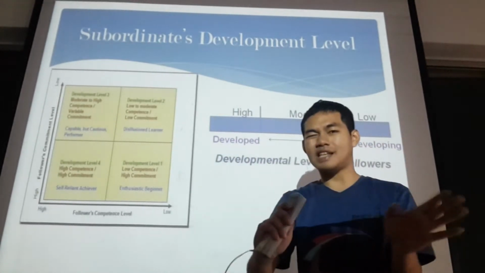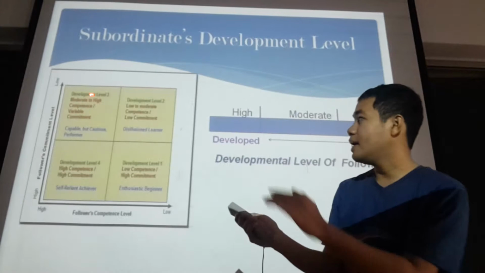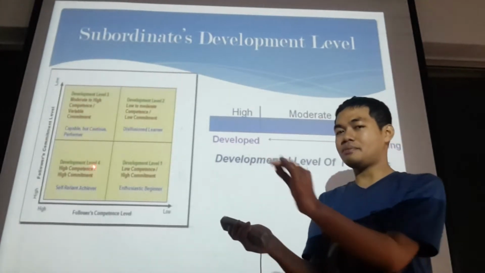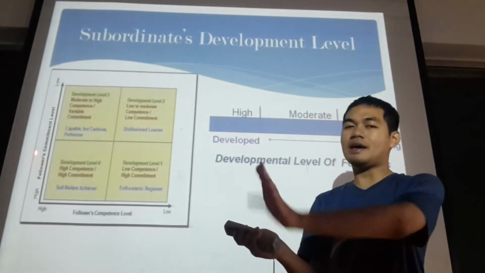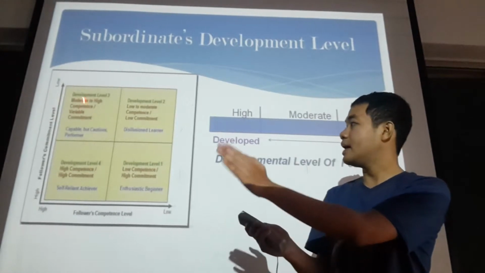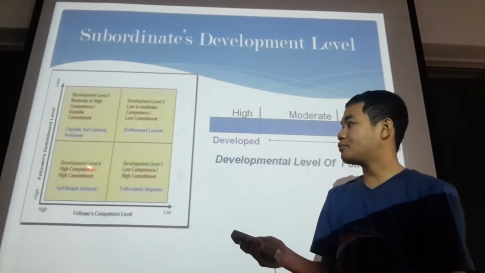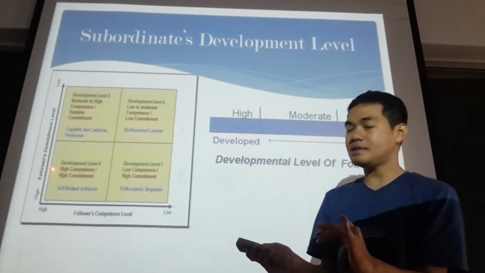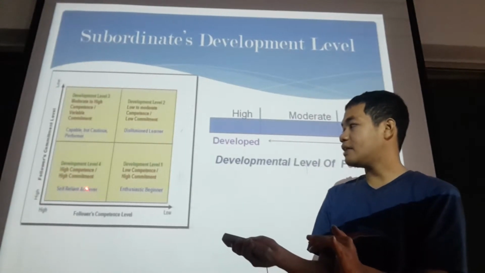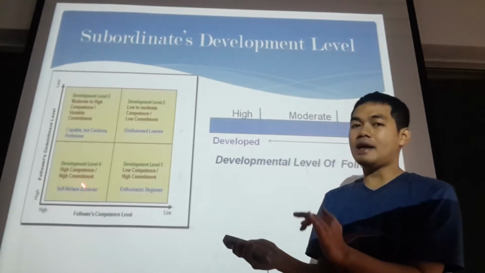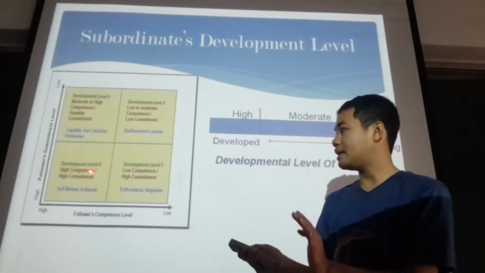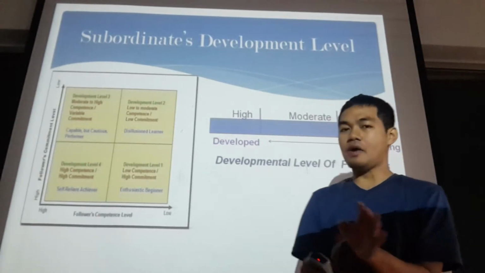They already know somehow the knowledge in organizations, and the commitment could be low, it could be moderate, and it could be high. Depends. Okay. And next, level number 4 is high competence, high commitment, self-reliant achiever. They're really independent. Your team is really independent in here. Okay. Now you got it.